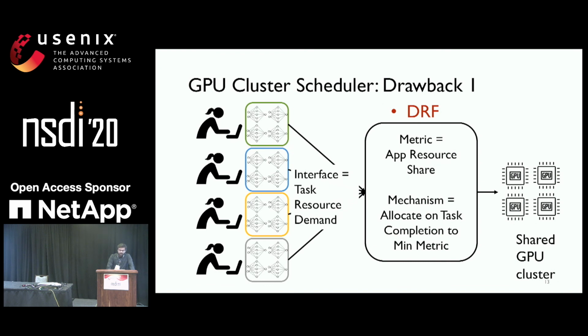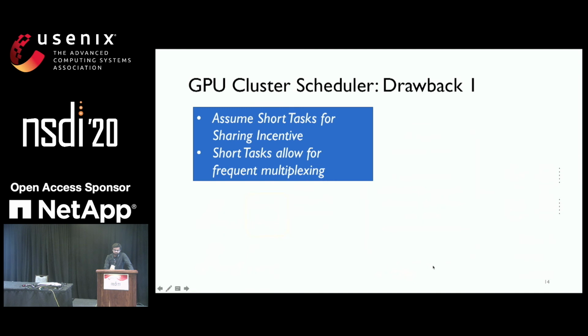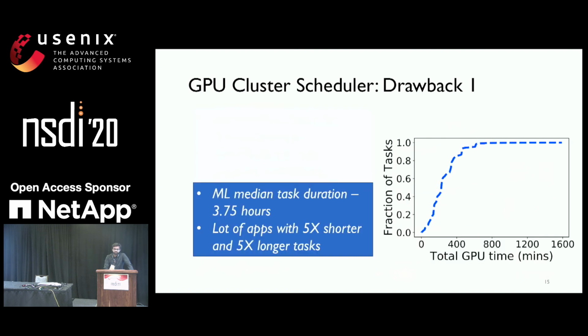With DRF, apps interface with the scheduler and submit task resource demand. The DRF scheduler maintains the resource share metric per app, and as part of its mechanism, on any task completion event, allocates resource to the app with the minimum resource share. DRF assumes short tasks to guarantee this sharing incentive, as this enables frequent task completion events and allows for frequent multiplexing of resources across all the contending apps.